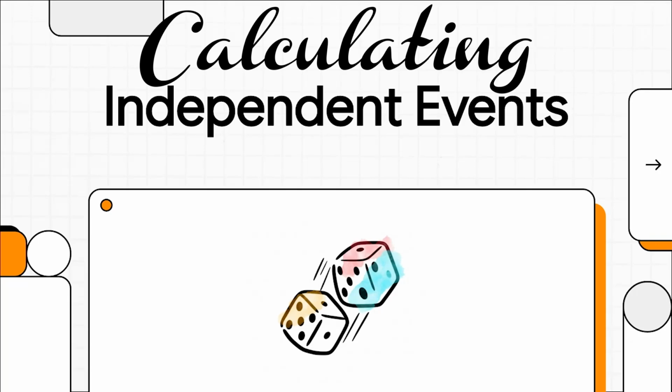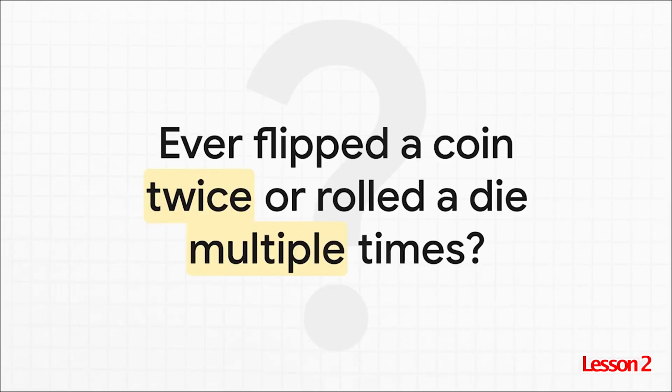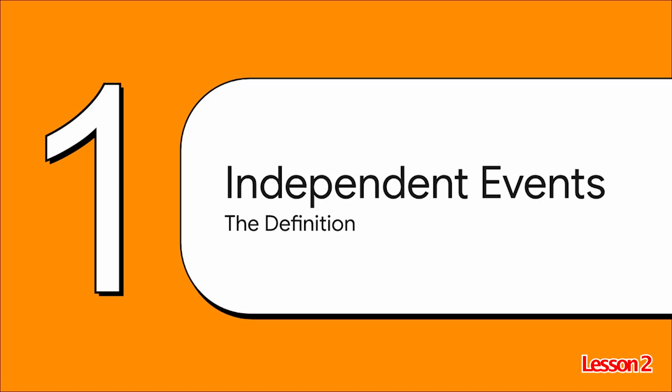Hey there, welcome. We're about to jump into a huge part of probability, and it's something you've probably been doing your whole life without even thinking about it. This is calculating independent events. Have you ever flipped a coin twice or rolled multiple dice? The outcome of the second coin flip has absolutely zero impact based on whether the first was heads or tails. That's the main idea we're breaking down here.